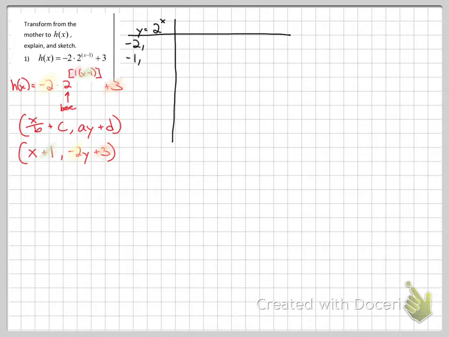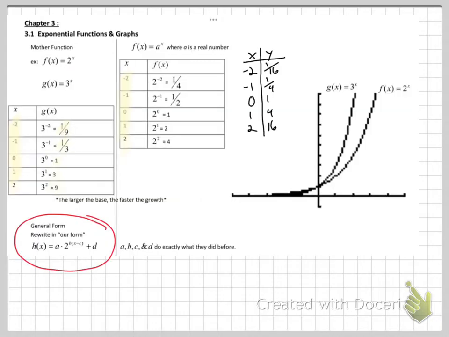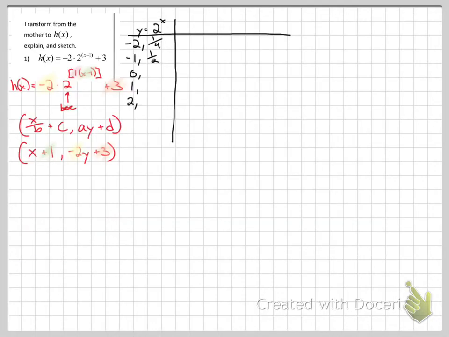-2 to +2. 2 to the -2 is 1 over 4. 2 to the -1 is 1 over 2. I'm literally getting it straight from this table right here. It's just that that table is not going to be given to you every time. Anything to the 0 is 1. 2 to the 1 is 2. 2 squared is 4. These are our originals. This is where we're going to do that math that we just wrote down.